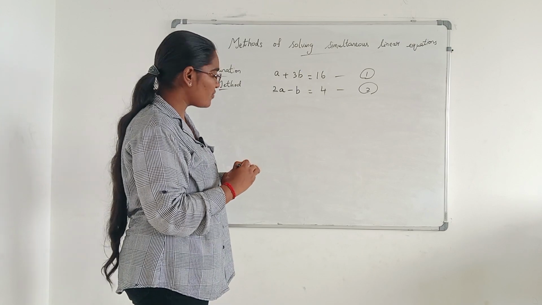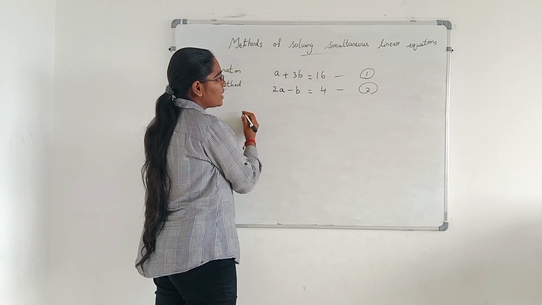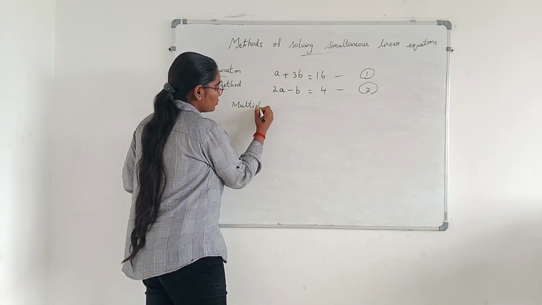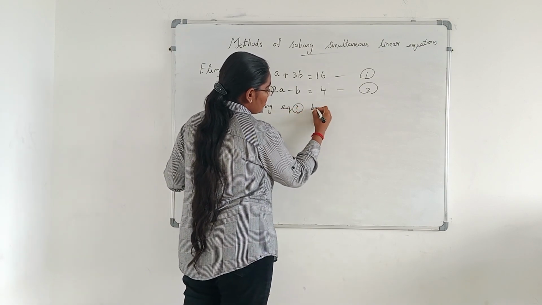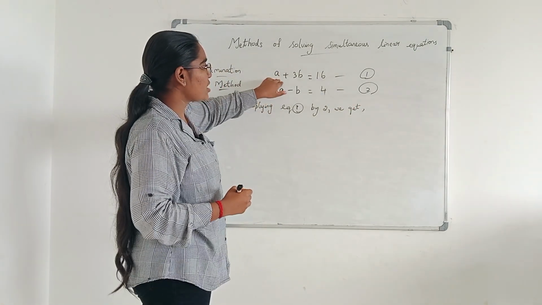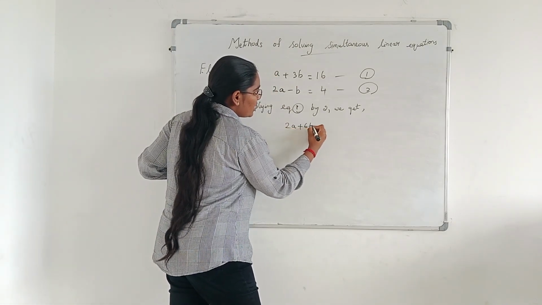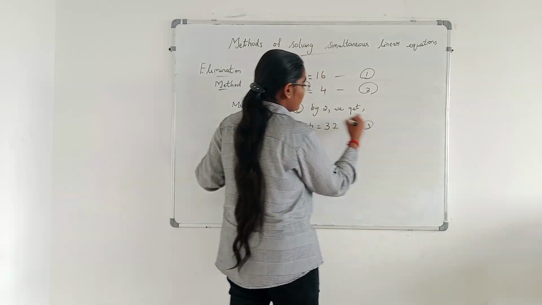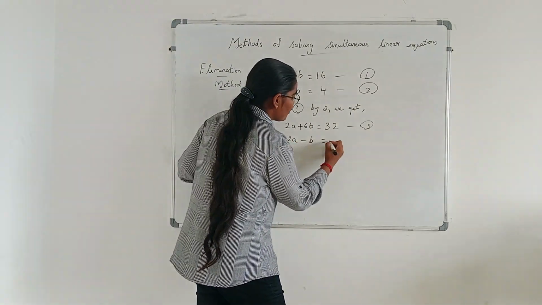So here what we can do is take equation 1 and multiply it by 2. Multiplying equation 1 by 2, we get 2A plus 6B equal to 16 into 2, 32. Consider this as equation number 3. Next, what's our equation number 2? 2A minus B equal to 4.